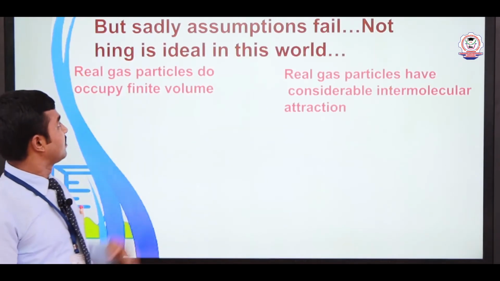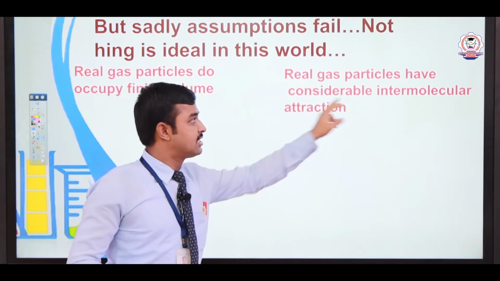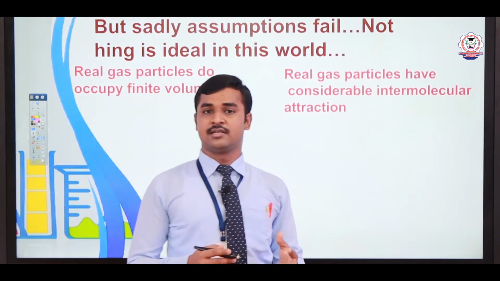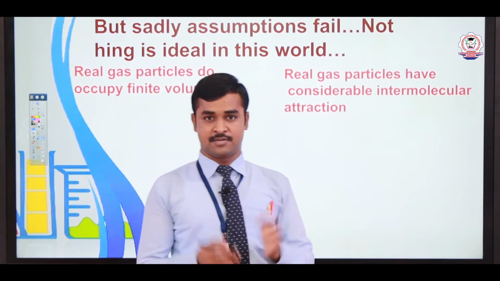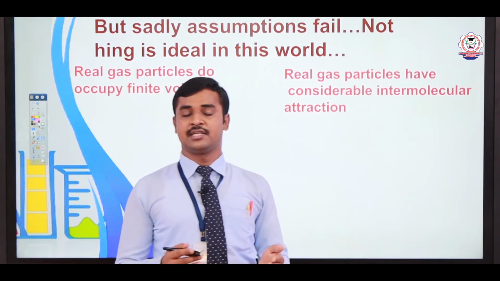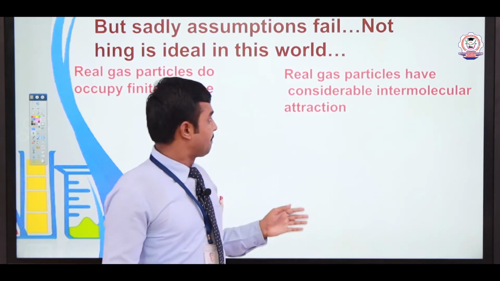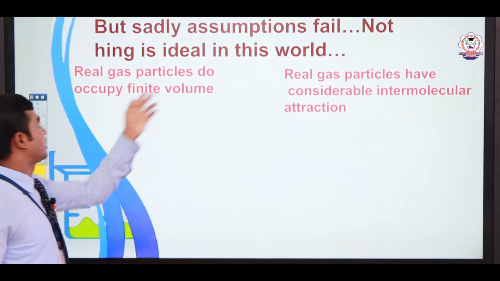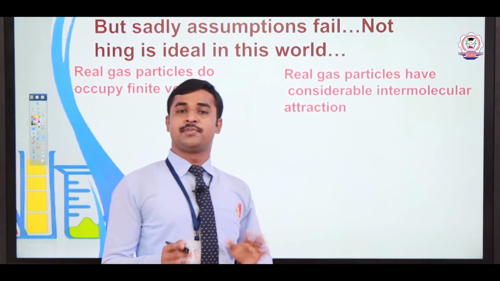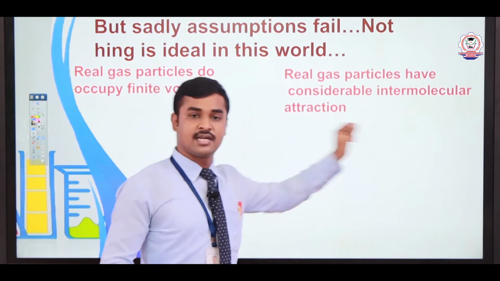You can see the assumption for real gases: real gas particles have considerable intermolecular attraction. That considerable attraction is due to the attractive forces between the atoms. The intermolecular attraction is nothing but the atom's electronegativity, and it attracts the positive ions towards itself. But here in real gases, real gas particles do occupy a finite volume. They take a volume, so they do not behave like the ideal gases. So that is the difference between ideal gases and real gases.